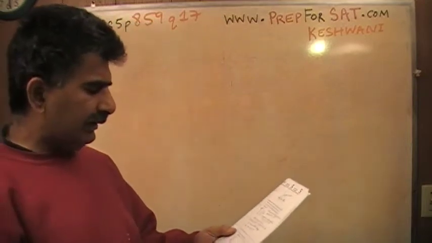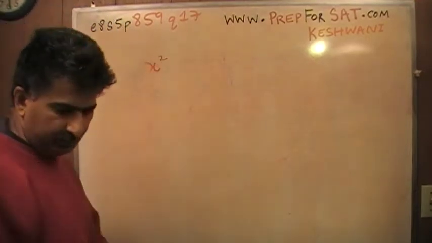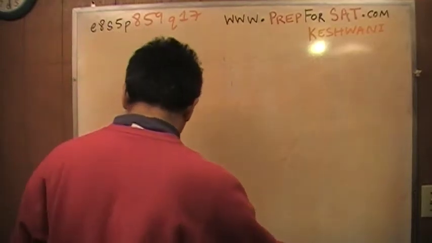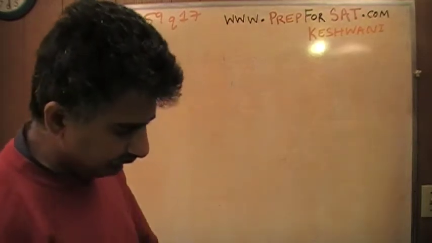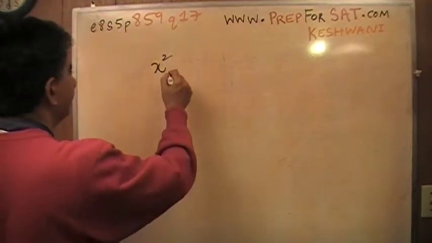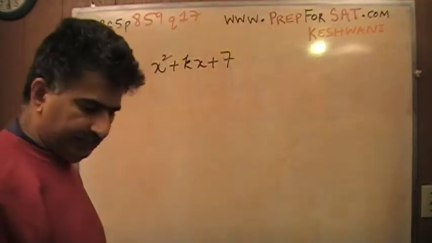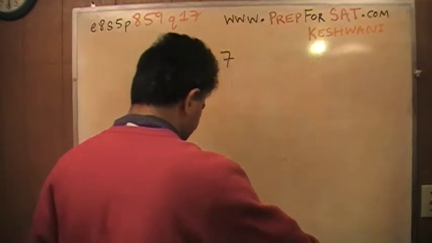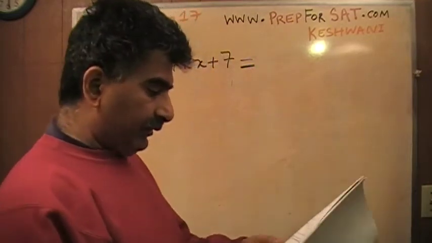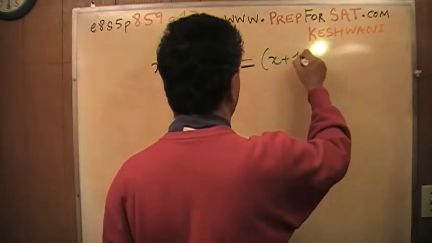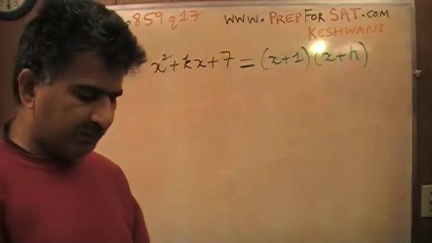It says k and h are constants, and this expression that is given to us, x squared plus kx plus 7, is equivalent to this other expression, (x plus 1) times (x plus h). The question simply is, what's the value of k?